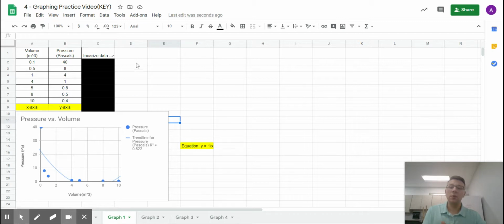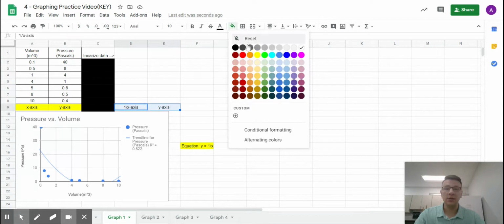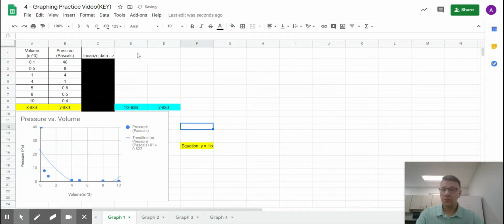What I mean by that is down here, instead of graphing whatever was on the x-axis, I'm going to graph 1 divided by whatever was on the original x-axis. And over here, we're going to leave the y-axis the same, because it didn't change in the equation. Y is still y, and 1 over x instead of x, which is why we're doing this. I'll highlight these in some other color here.